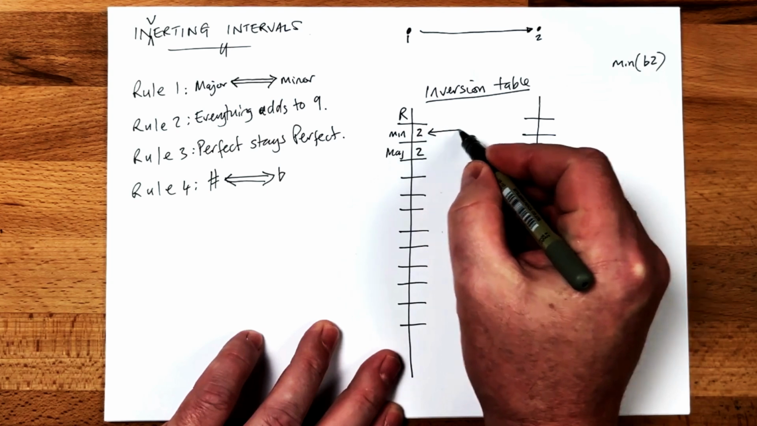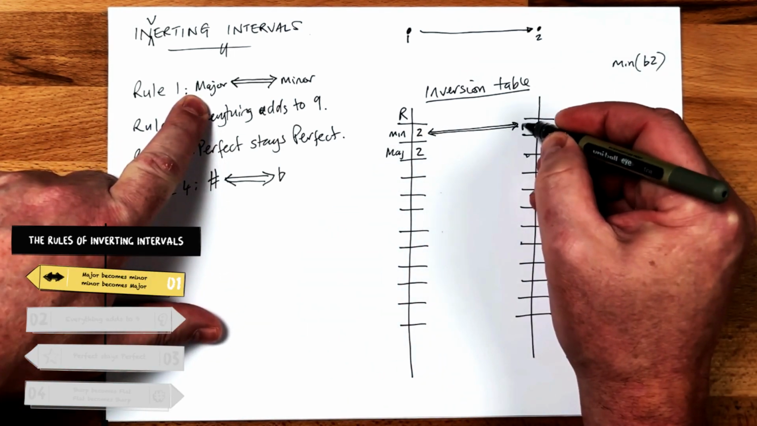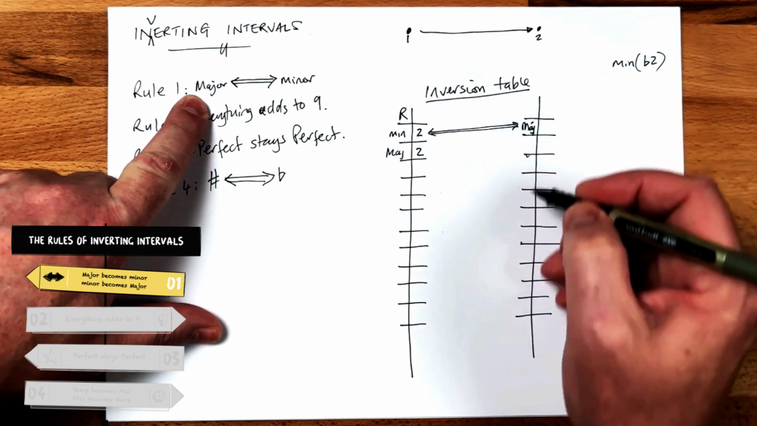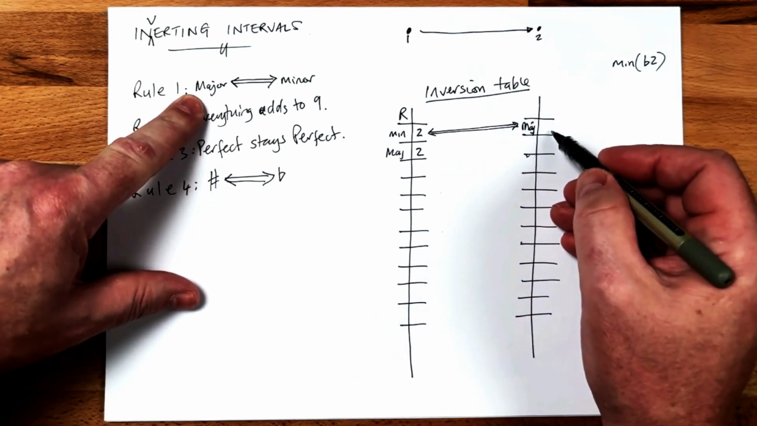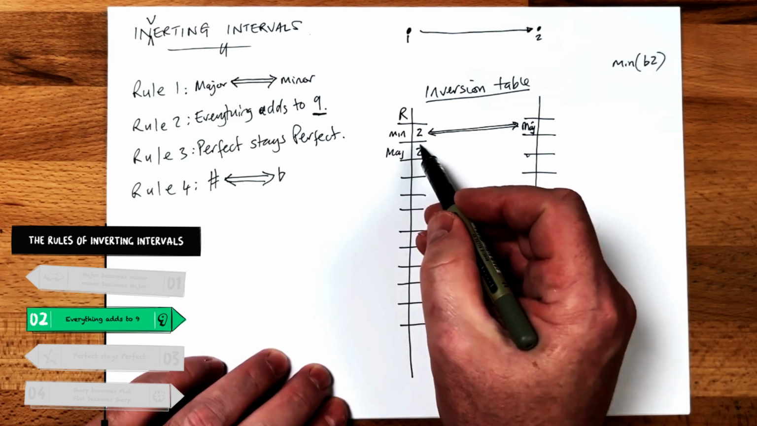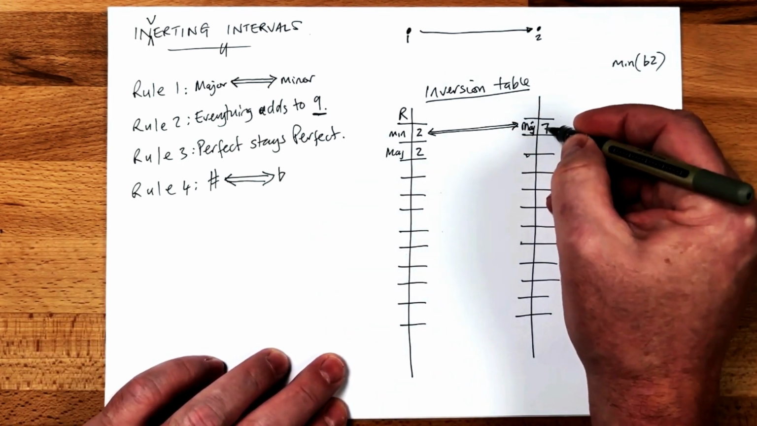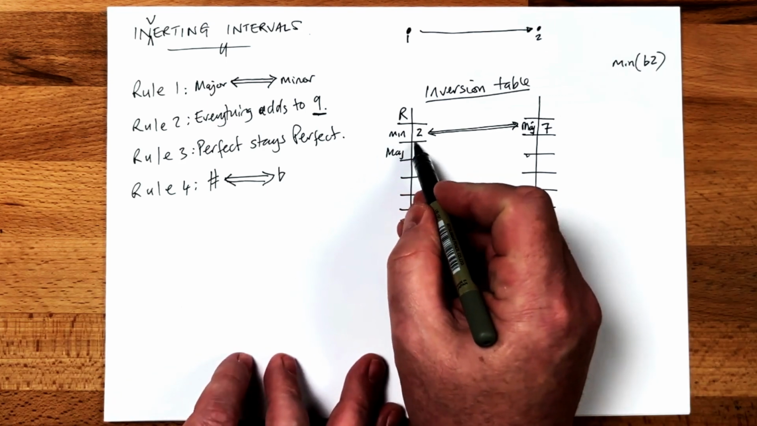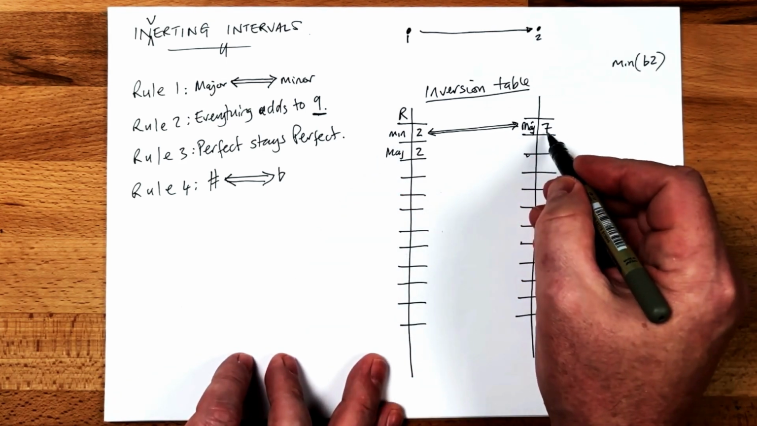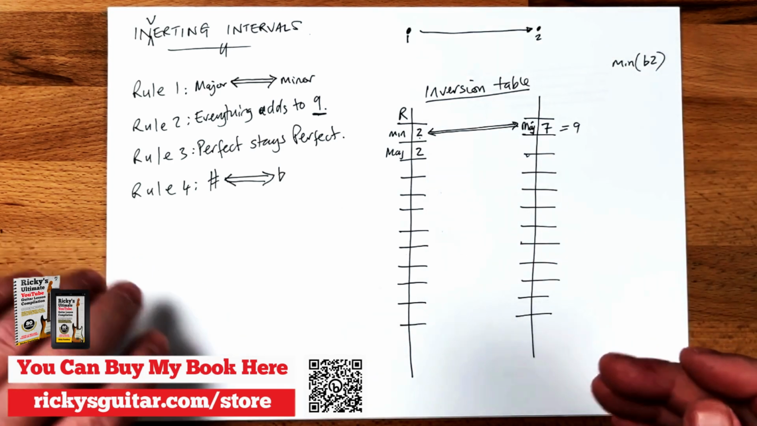If I want to invert this one here, minor becomes major. So I'll just fill that information in. Major. I know I'm going to have major something. Something's going to go here. Remember, everything adds to 9. So if we think about the number 9 and subtract the 2, we get 7. So if we invert a minor second, we get a major 7th. You can see that if we add the 2 and 7, we get the 9. We're always going to get this 9 here.